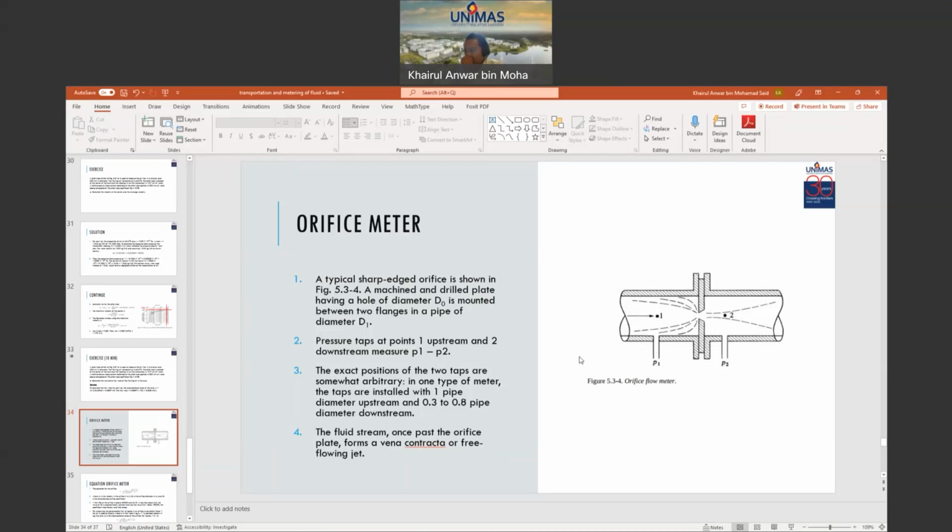The pressure tap at point 1 is upstream, 2 is downstream. Measure P1 minus P2. The exact positions of the two taps are somewhat arbitrary in one type of meter. The taps are installed with one pipe diameter upstream and 0.3 or 0.8 pipe diameter downstream. The fluid stream once past the orifice plate forms a vena contracta of free flowing jet.